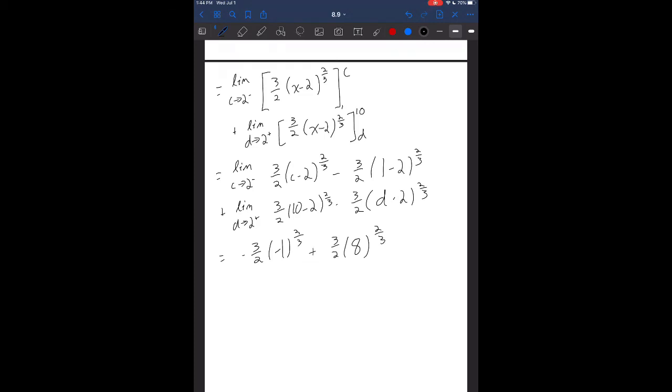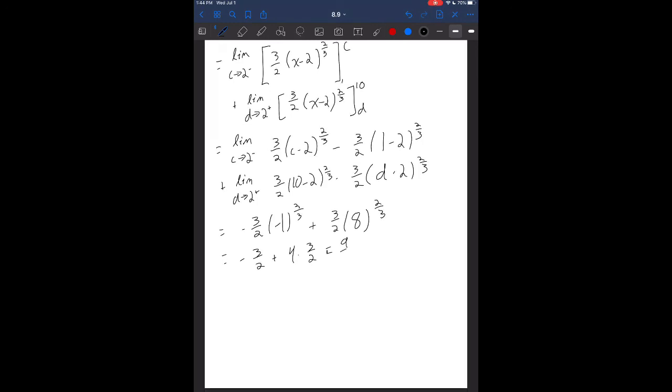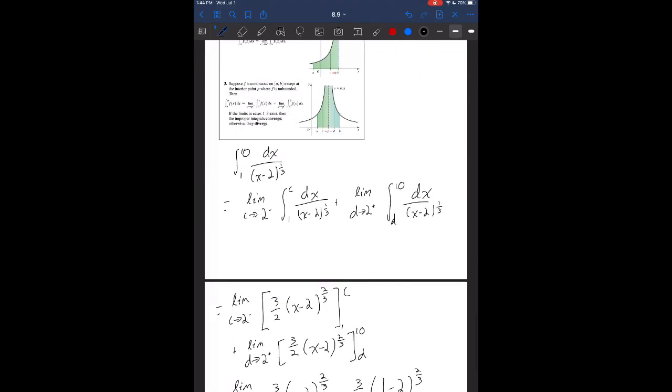Negative 1 squared is 1. Cube root is 1. So I have a negative 3/2. Cube root of 8 is 2, right? 2 times 2 times 2 is 8. I square 2, I get 4. So this is plus 4 times 3/2, which if you simplify this out is going to give me 9/2 as my final answer.